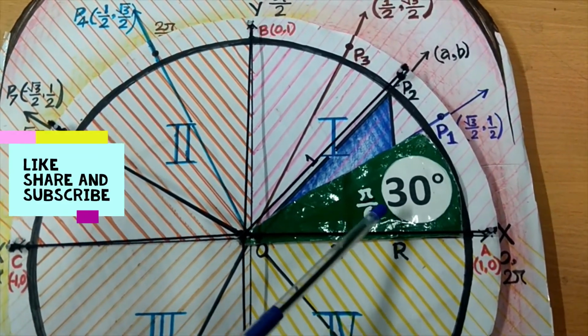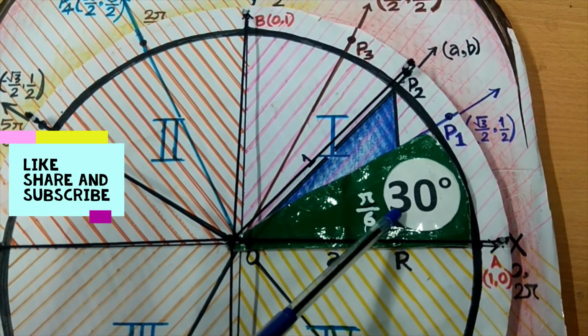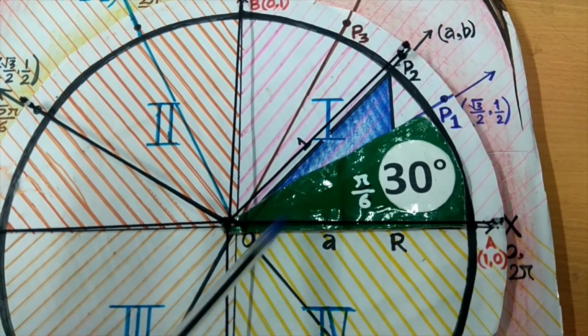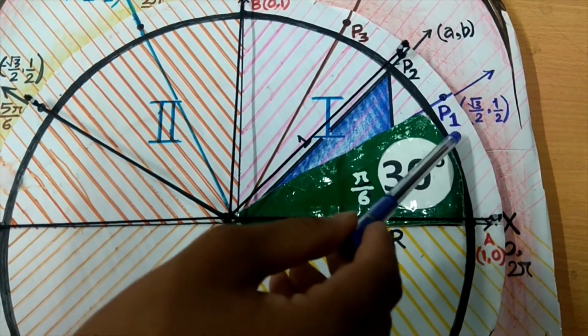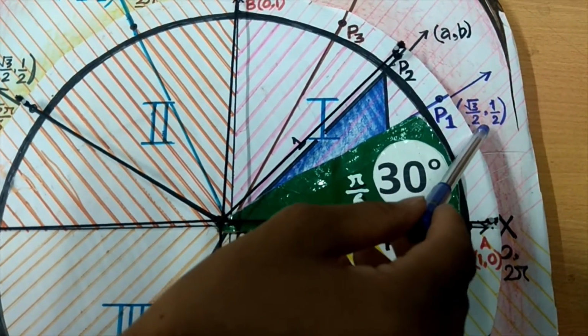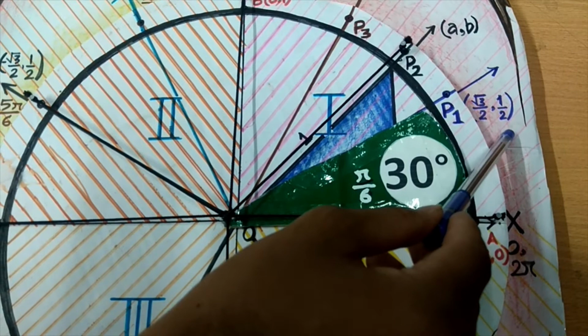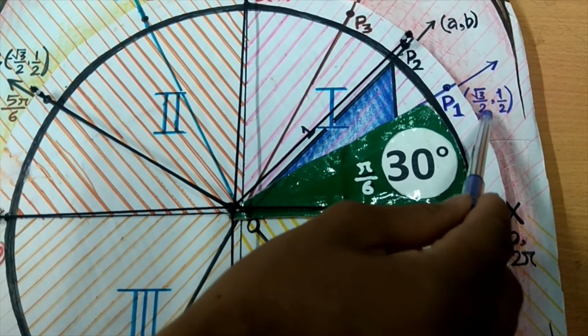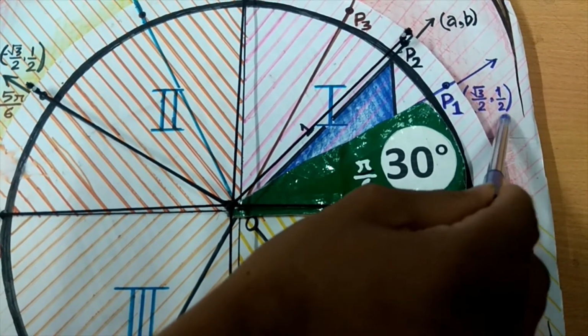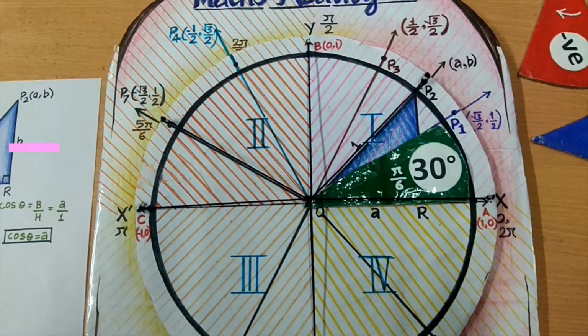Firstly, we will draw angle pi by 6 or 30 degree, which is angle P1OA. The coordinates of the point P1 will be under root 3 by 2 and half, because cos pi by 6 is equal to under root 3 by 2 and sin pi by 6 is equal to 1 by 2.